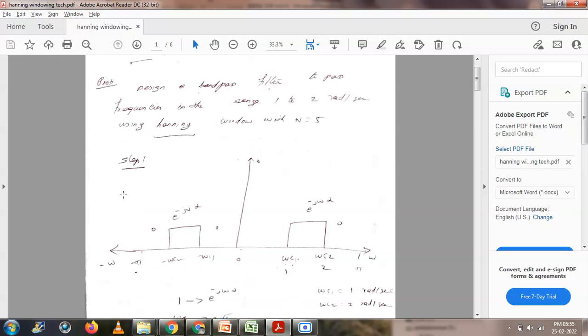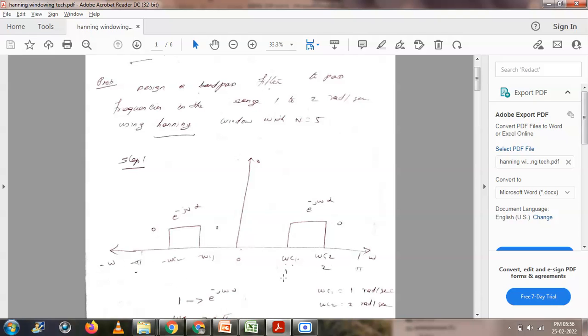So step one. First, they show it's a band pass filter. We know how we can draw it. It's a band pass: a low pass filter will be connected like that, a high pass filter will be connected like that, and the band pass filter will be like that. It is a particular band only, and it will pass frequencies in the range of 1 to 2 radian per second. So the range is also given.